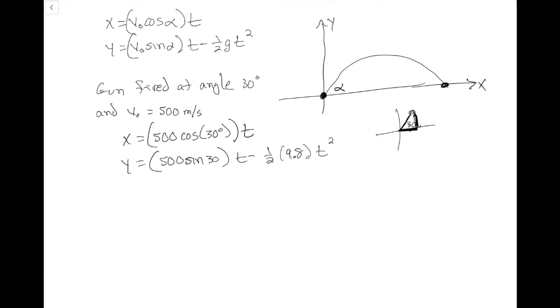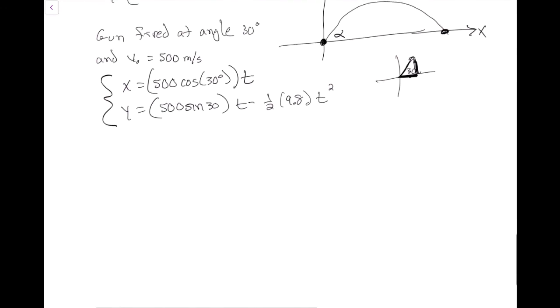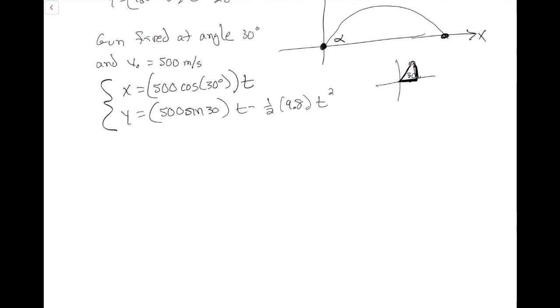For this particular scenario, here are our parametric equations, and I know that cosine of 30 degrees is square root of 3 over 2. So I have 500 times square root of 3 over 2 times t, which is going to be 250 root 3 t. And then for the y, sine of 30 is 1/2.